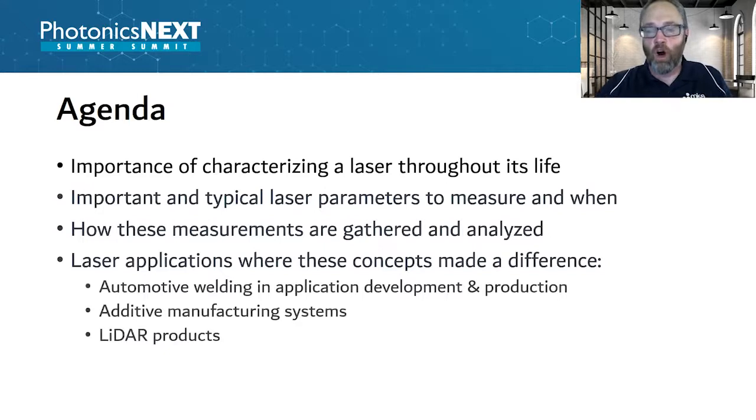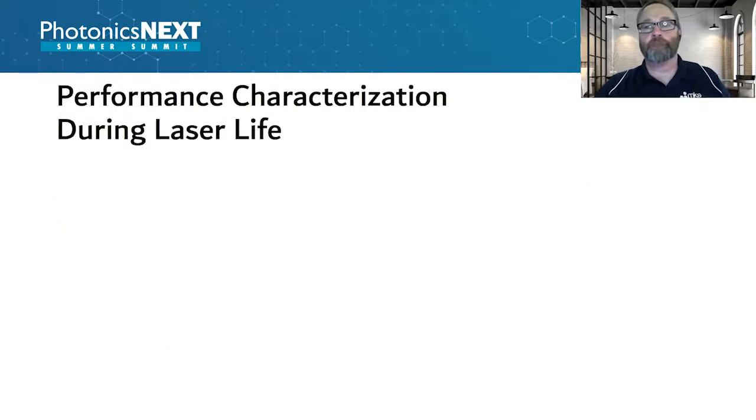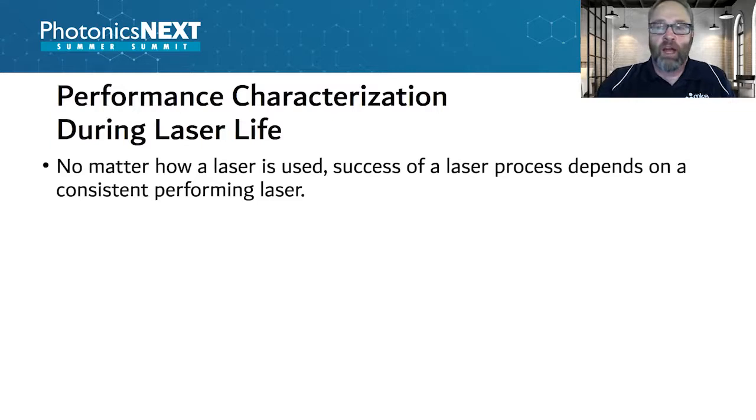Let's talk about automotive welding in application development and in production. We want to talk about additive manufacturing systems, and then finally the development of LiDAR products, because that's a very hot topic these days.